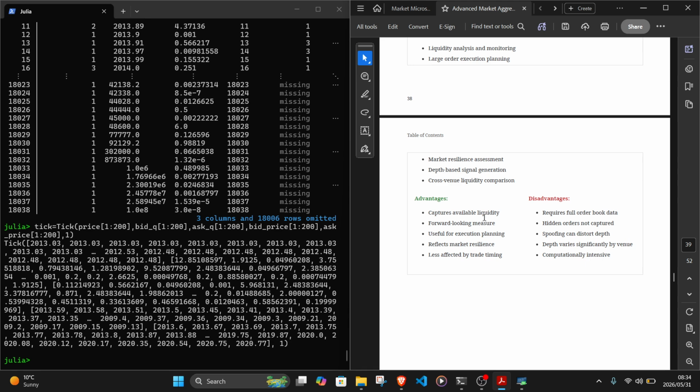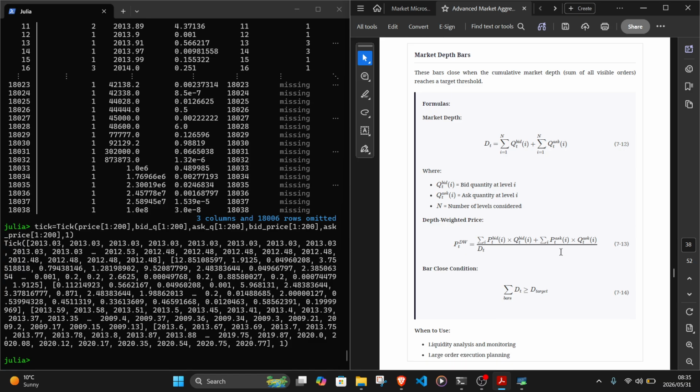What are the disadvantages of this type of aggregation? Requires full order book data. Hidden orders not captured. Spoofing can distort depth. Depth varies significantly by venue, and it is computationally intensive.